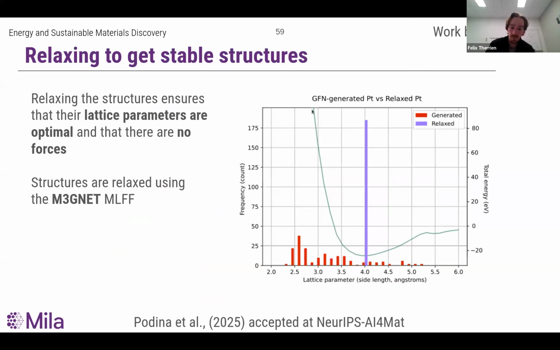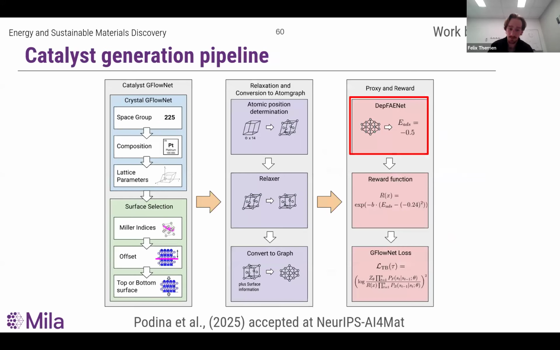For each material, you're optimizing something like the lattice parameters with respect to energy. In green here, you see the potential energy. You want to minimize that to get all the atoms to have zero forces, basically. In red, you see what the generated materials look like. After relaxation, they all end up in the same lattice parameter, which means that even if the lattice parameters are not exactly correct, because of this relaxation, we get it to something more realistic.